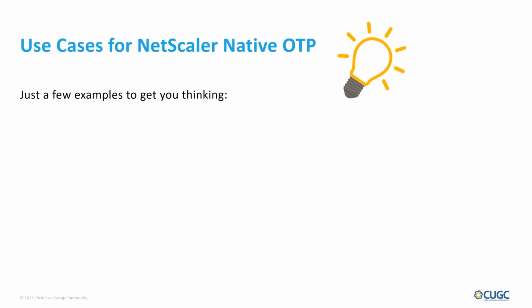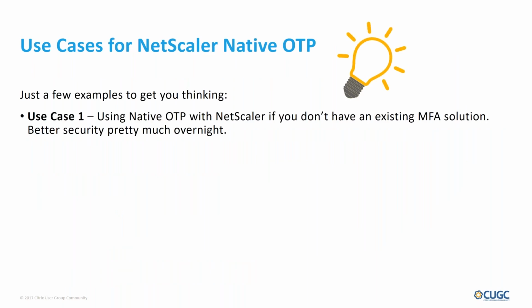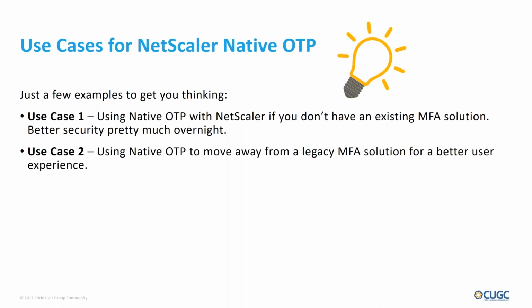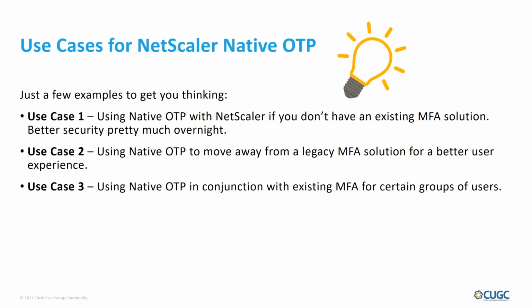Now, use cases for NetScaler Native OTP. These are just a few examples. These are not all of them. It's not an exhaustive list, but just a few use cases to get you thinking. So obviously, if you don't have an MFA solution, dropping Native OTP in there is going to give you better security pretty much overnight. The second use case would be moving away from a legacy MFA solution like hard tokens, for example, for a better user experience.